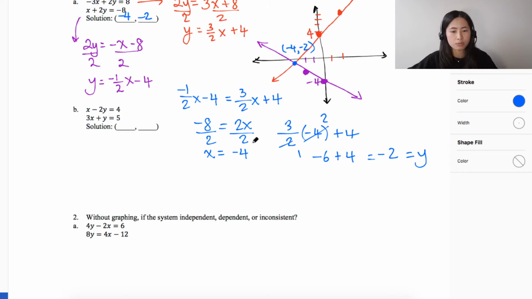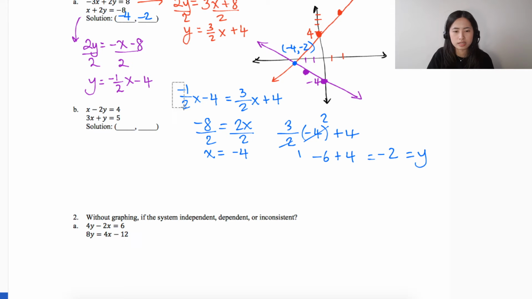Okay, so let's proceed to part B. So we have x minus 2y, which is equal to 4, and we have 3x plus y, which is equal to 5. Okay, let me try to move this up and see.